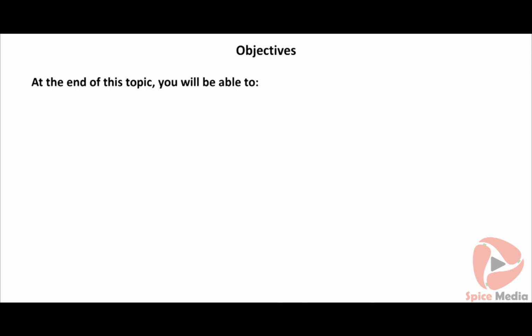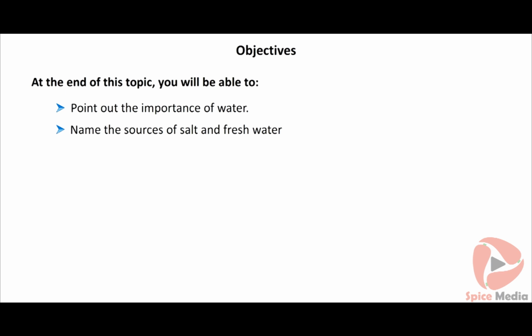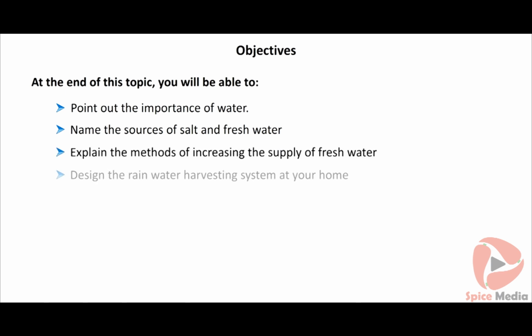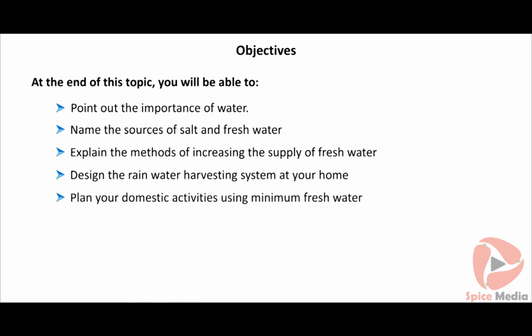At the end of this topic, you will be able to point out the importance of water, name the sources of salt and fresh water, explain the methods of increasing the supply of fresh water, design the rainwater harvesting system at your home, and plan your domestic activities using minimum fresh water.